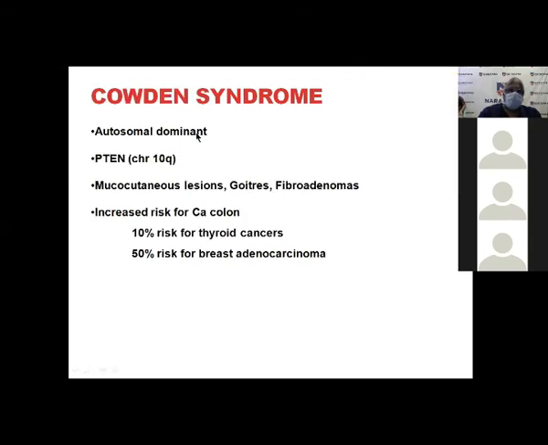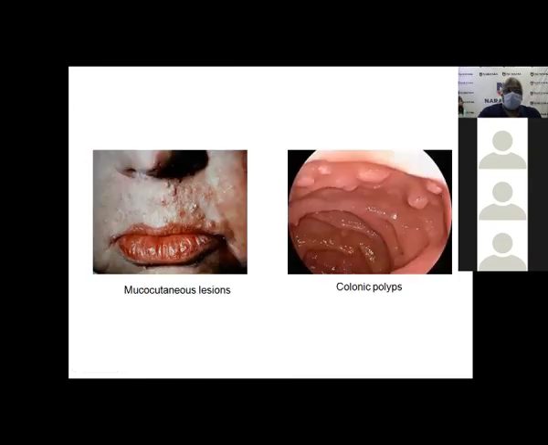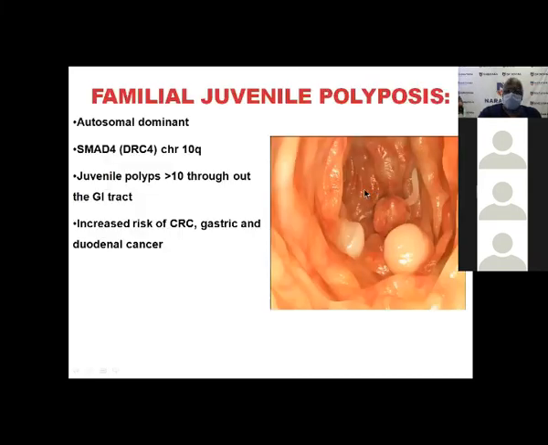Cowden: dominant, PTEN, mucocutaneous lesions, goiter, fibroadenomas. Increased risk of CA colon, 10% risk for thyroid cancer, 50% risk for breast adenocarcinoma. It's called Cowden. We can show you how the mucocutaneous lesions are, how the polyps are. This is the colon. Familial juvenile polyposis, dominant, SMAD4, BMPR1A, juvenile polyps throughout the GI tract, increased risk of colorectal cancer, gastric and duodenal cancer.